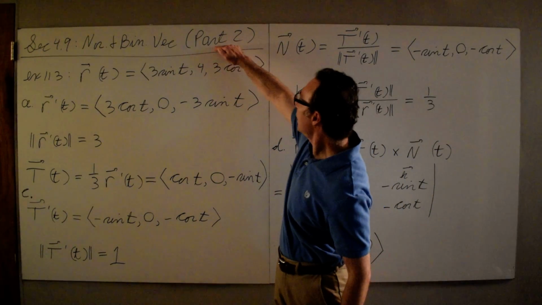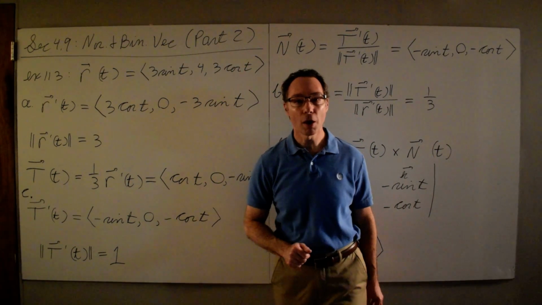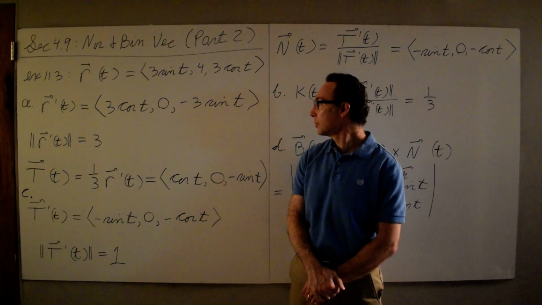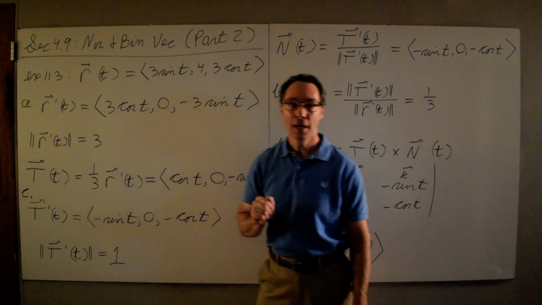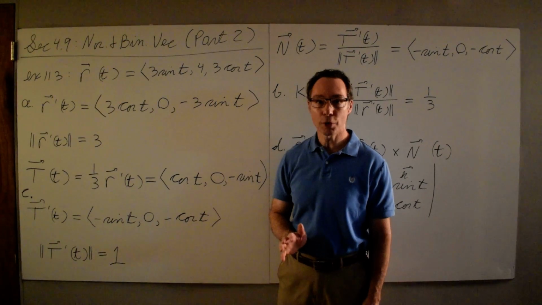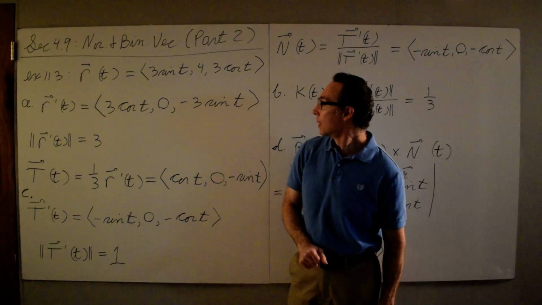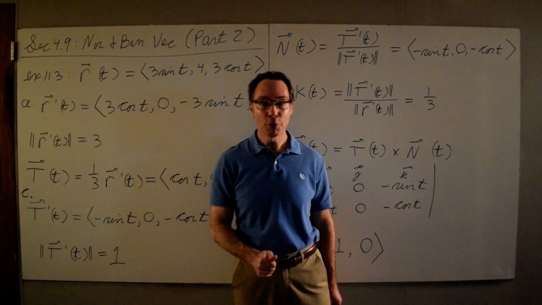This is the second video on section 4.9, the normal and binormal vectors. Here we're going to look at example 113. I have worked the parts out in a slightly different order than what's in the notes, and so I've done part C before part B.